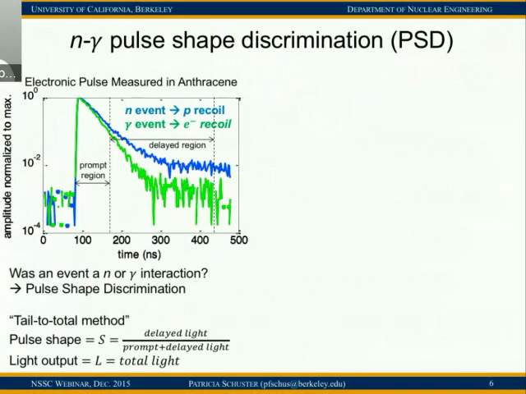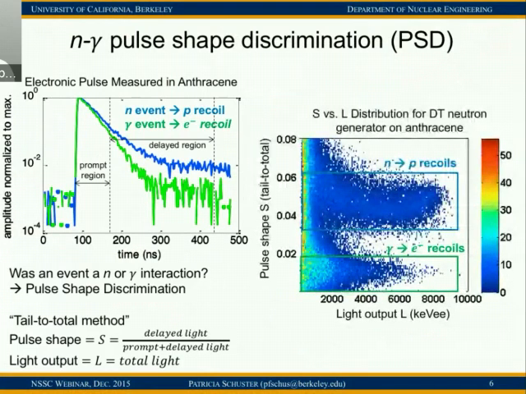If you measure a large distribution of neutrons and gammas and produce a two-dimensional distribution of the pulse shape versus the light output, you see something like this, where the upper band is populated by neutron events that produce proton recoils. So as we saw on the left, the neutron event had a larger tail, so a larger pulse shape, so it's higher. And then the gamma events have a lower pulse shape, so they're lower.